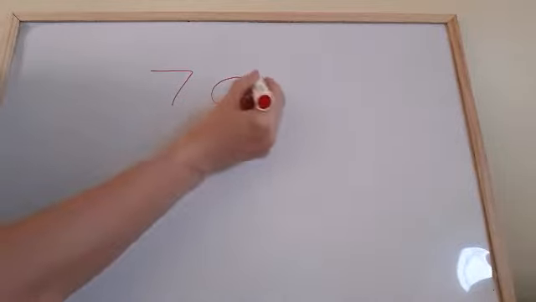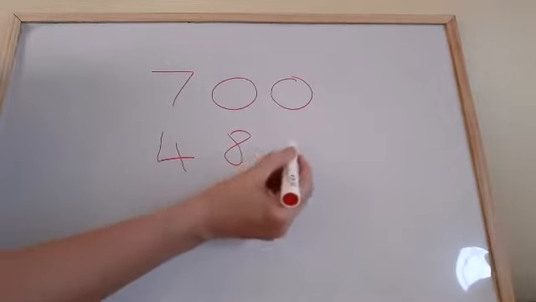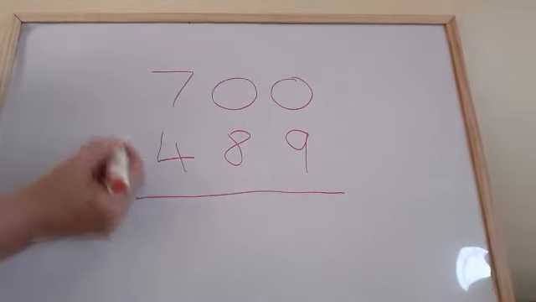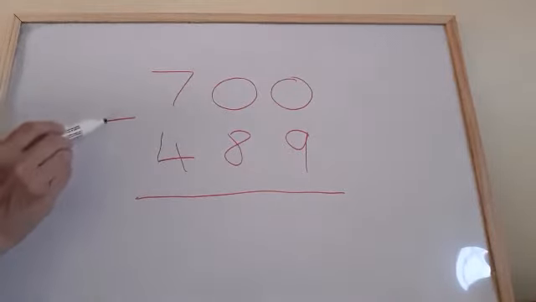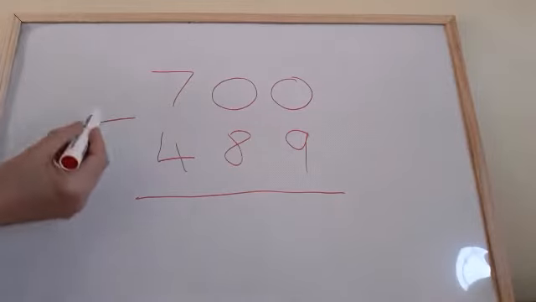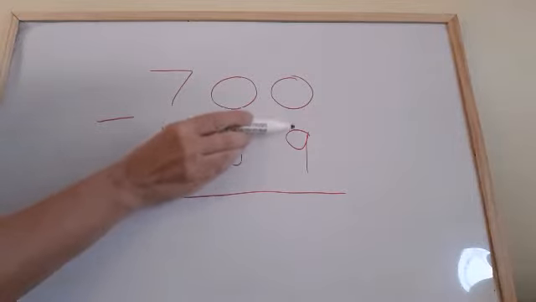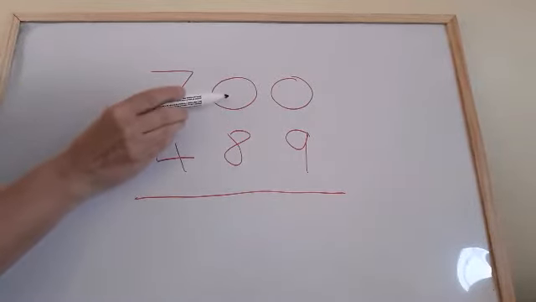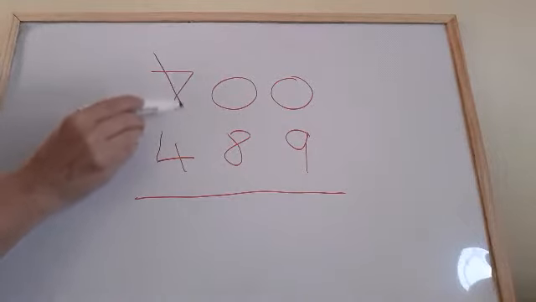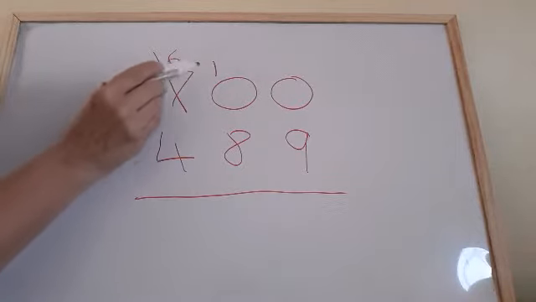Let's try another one like that. Okay, so let's have 700, and we're going to subtract 489. Subtraction sign. Some people say subtract, some say minus, some say take away. These signs have different names. Okay, so I'm going to call it subtract. 0 subtract 9 we can't do, and we can't take any from here because they haven't got any. So we're going to take one from here. They will only have 6 now. So we put 1 there because we've taken 1 off here.